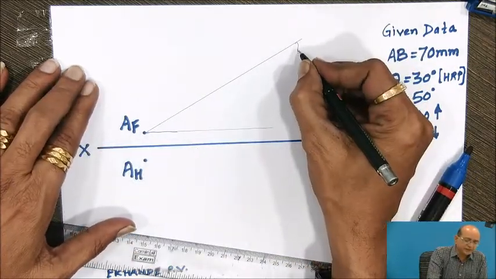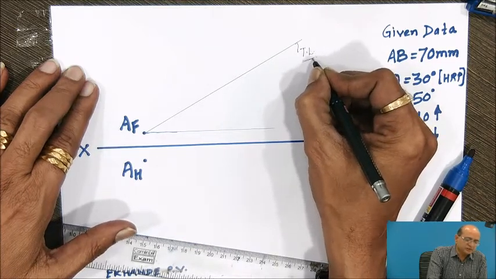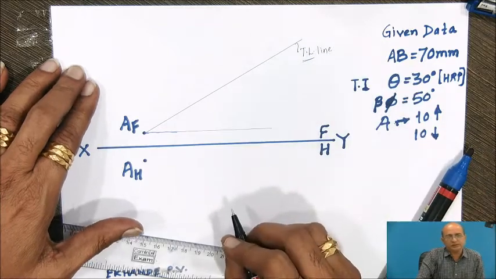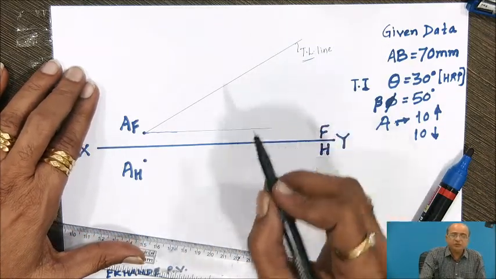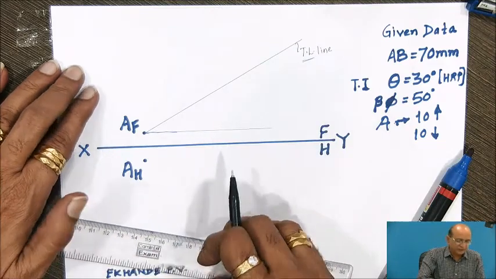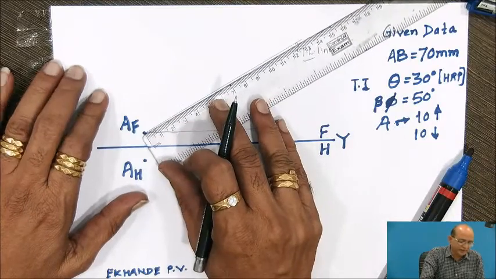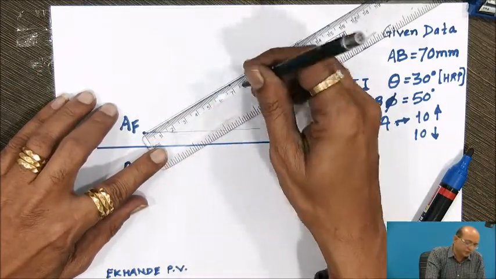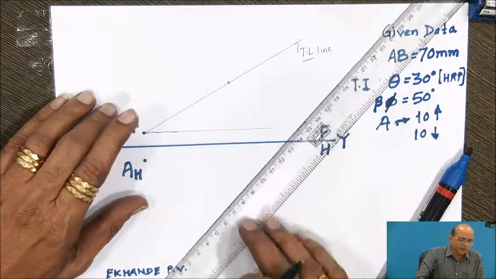So this line is related to true length. We'll call that a true length line, on which we can mark the true distance of 70 mm. On the true length line we can mark the true length, so here we'll mark the true length on this true angle line.